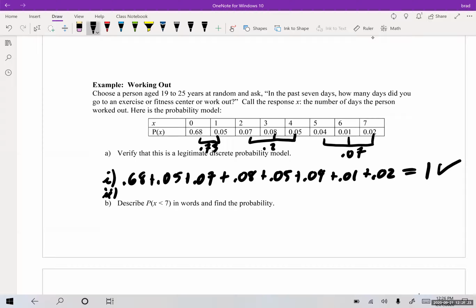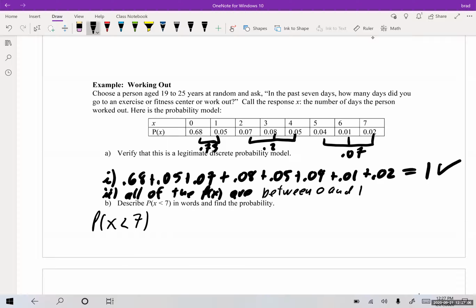Then the second thing, so this is the first check. The second check would be that all of the P of X's are in between 0 and 1. So all the probabilities are between 0 and 1, so that's good. And it says describe the probability of X less than 7 in words and find the probability. So the probability that X is less than 7.